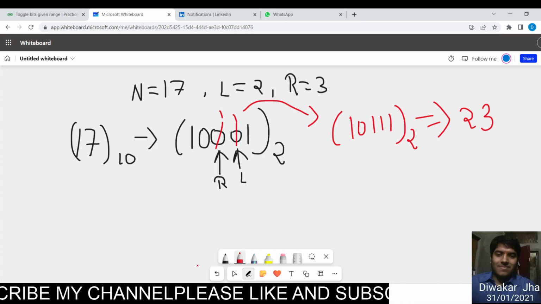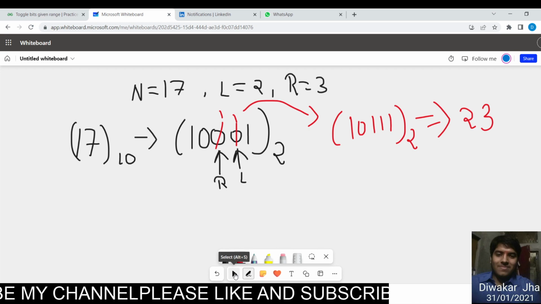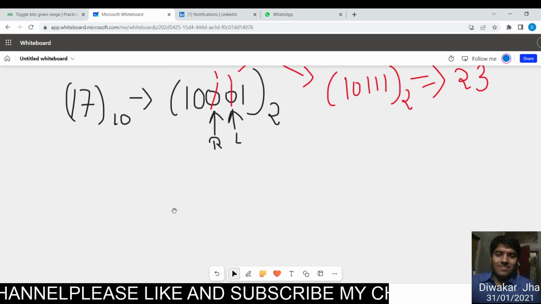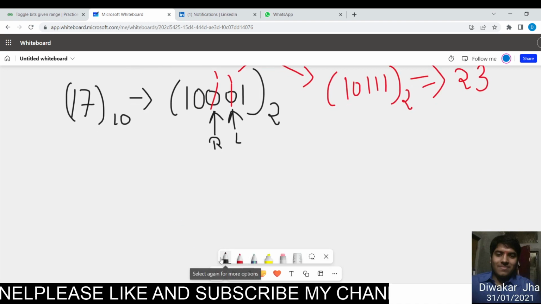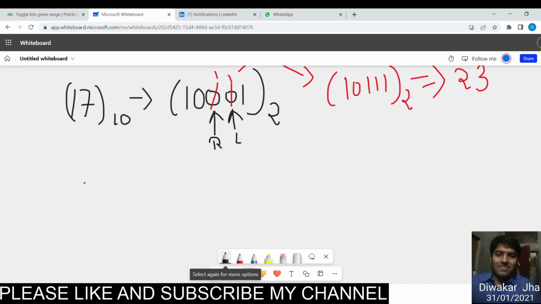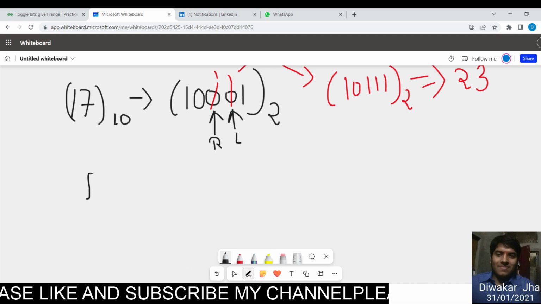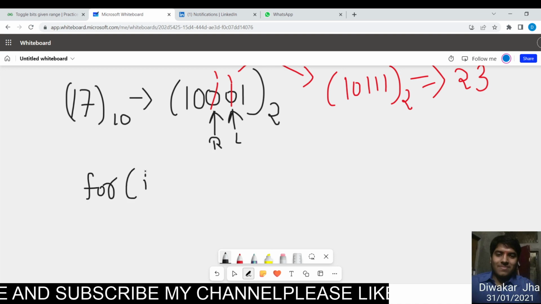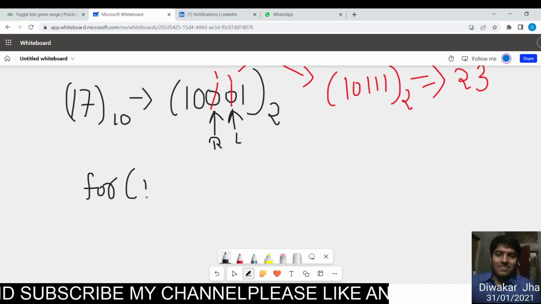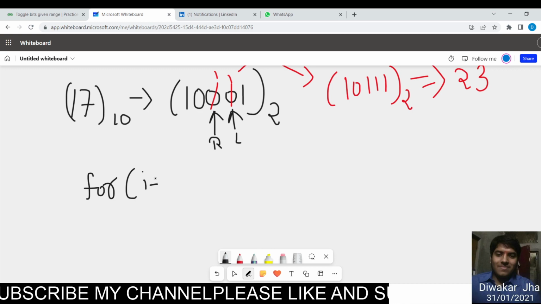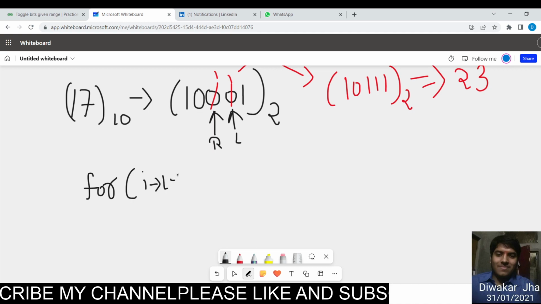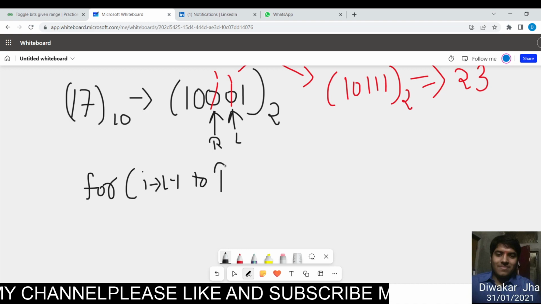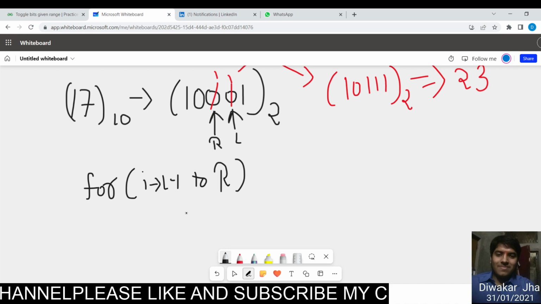Now, how can we solve it? What would be the brute force approach for solving this problem? First of all, you run a for loop with i from L minus 1 to R. I hope you all understood.